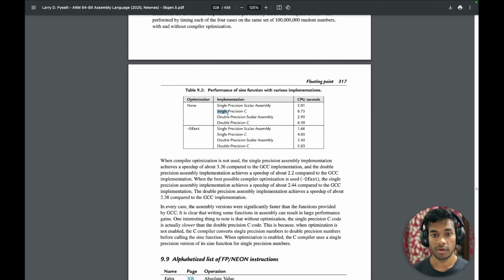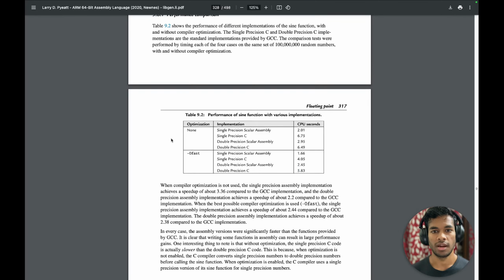The speed is this with single precision C with the GNU compiler. The speed is this, so 3 times faster. With double precision, it is a little bit more than 2 times faster. But when we are using an optimized version of the compiler, the results with single precision are a little less than 3 times faster, but in double precision, it is a little less than 2 times. That is good.